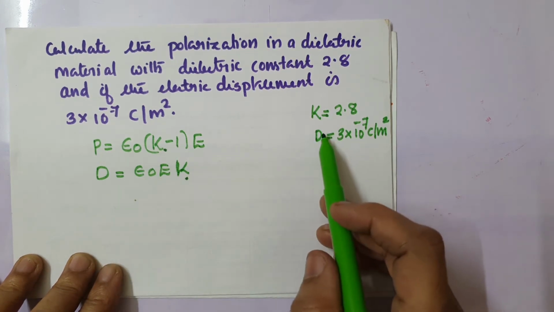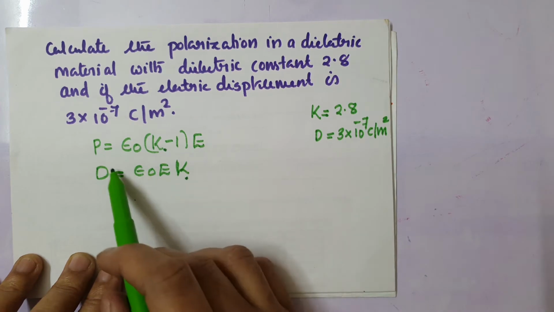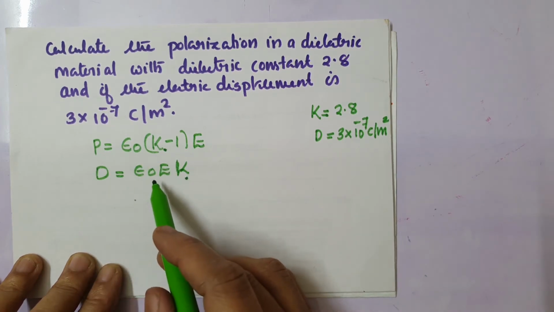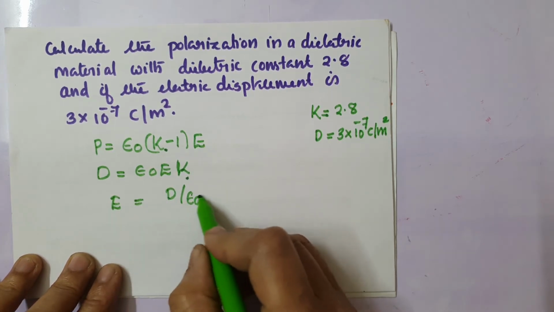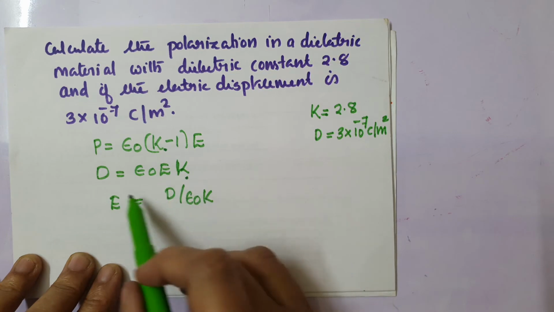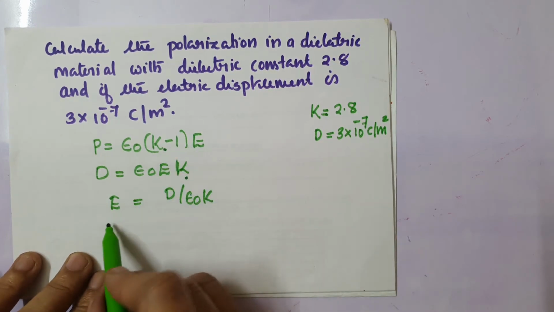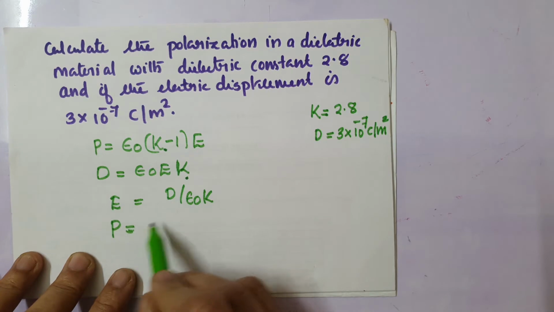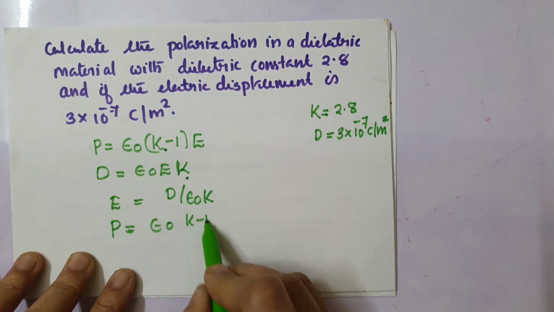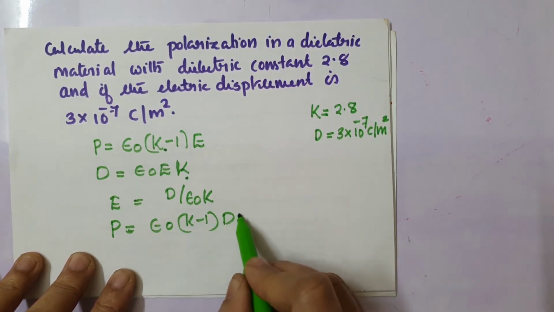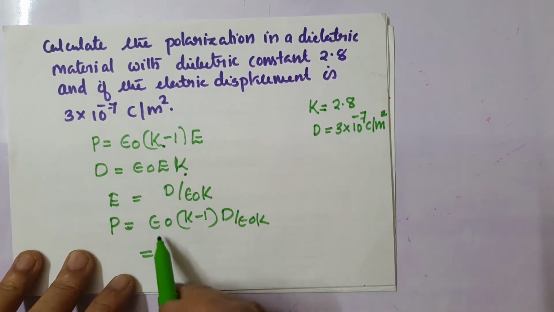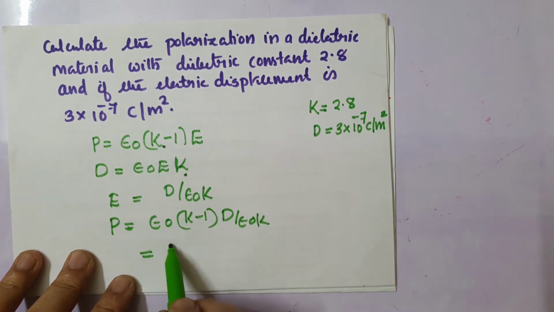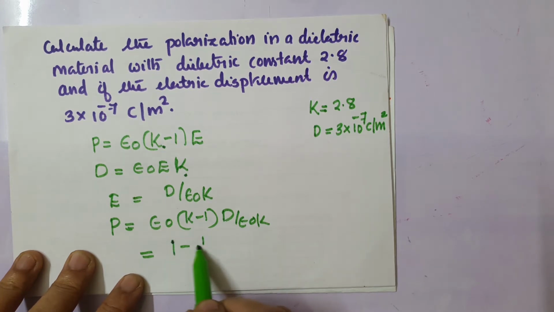Here K and D are given, we have to find out P. And from the second equation, we have to find out E. E from the second equation is E is equal to D divided by epsilon 0 K. And we can substitute the value of E in the first equation. Then we get P is equal to epsilon 0 (K minus 1) into D by epsilon 0 K. And we will get finally P is equal to (K minus 1) divided by K into D, that is (1 minus 1 by K) into D.